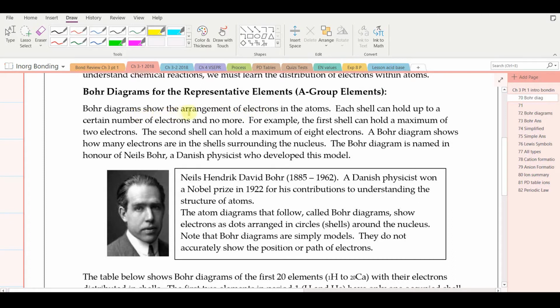Bohr diagrams show the arrangement of electrons in the atoms, and each shell can hold up to a certain number of electrons and no more. For example, the first shell can hold a maximum of 2 electrons. The second shell can hold a maximum of 8 electrons. A Bohr diagram shows how many electrons are in the shells surrounding the nucleus. The Bohr diagram is named in honor of Niels Bohr.